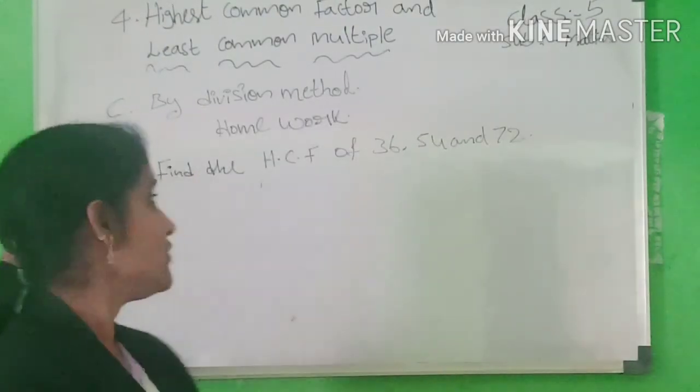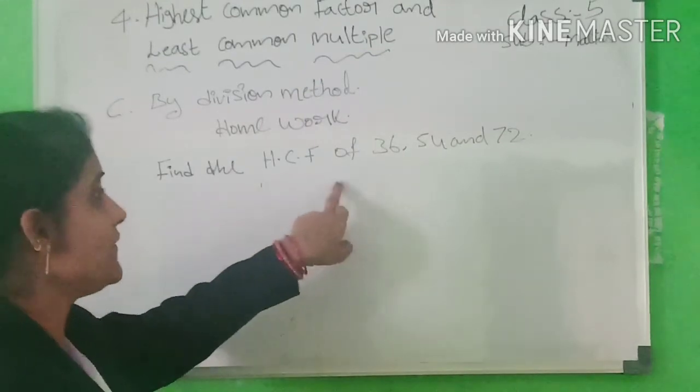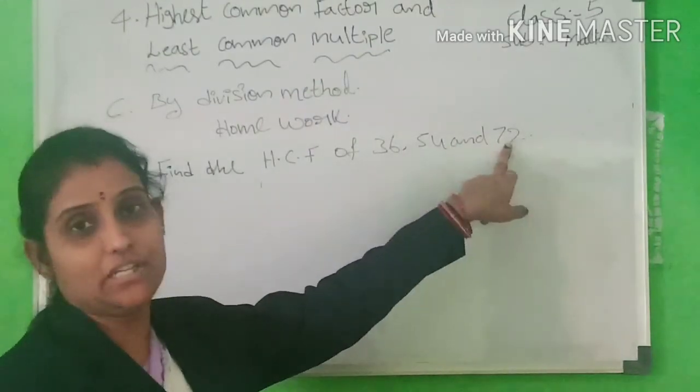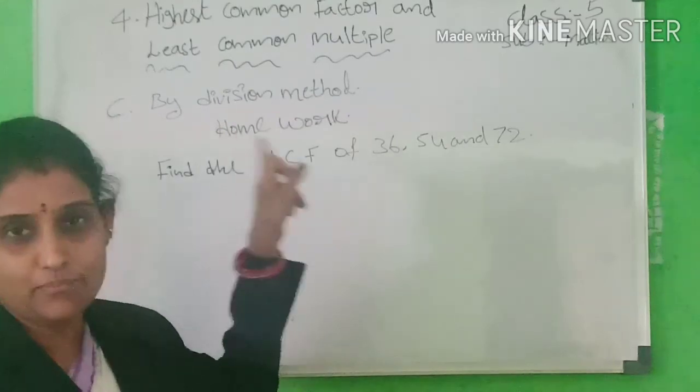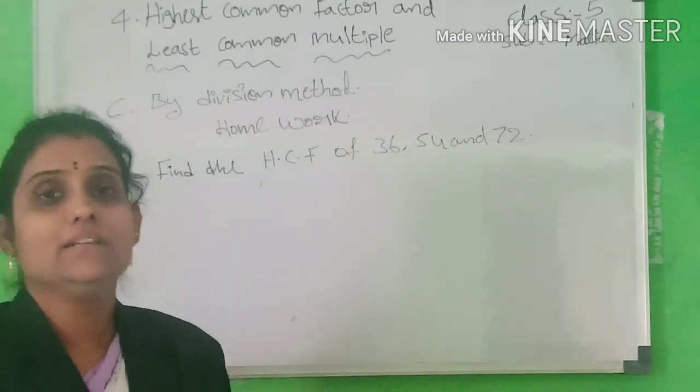Okay, children. Today's homework: find the HCF of 36, 54 and 72. You can do it by the division method. Okay, children. Thank you.